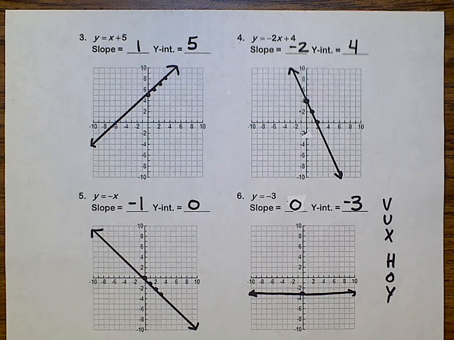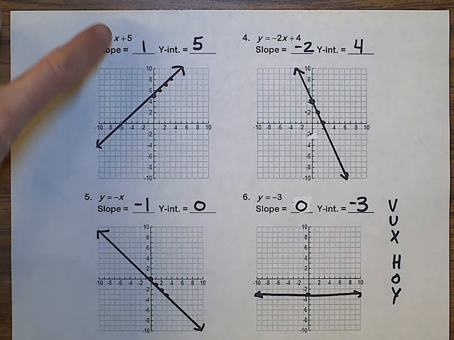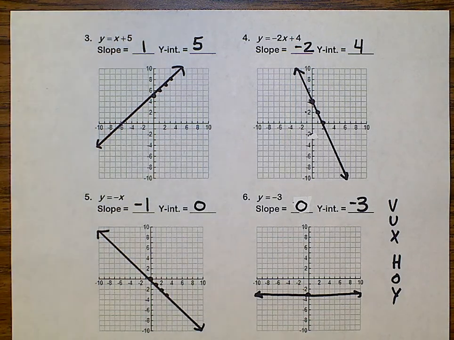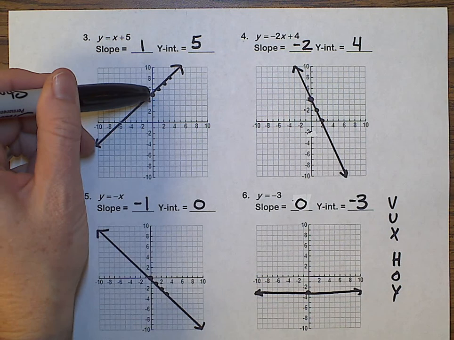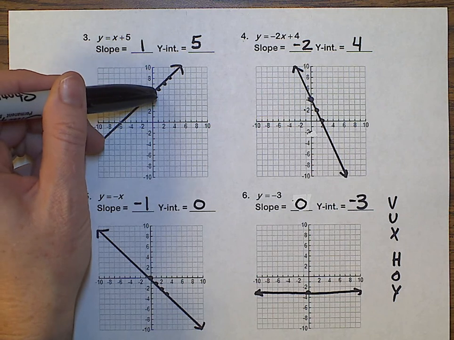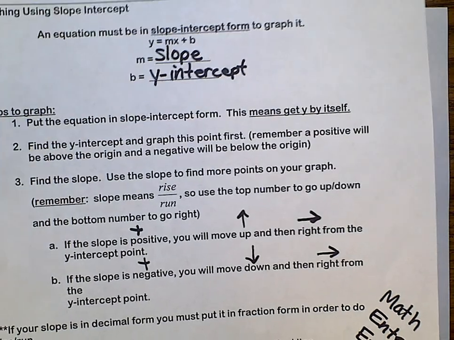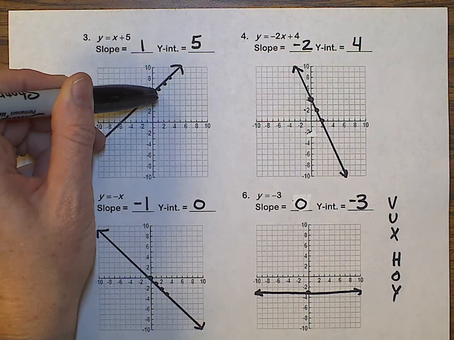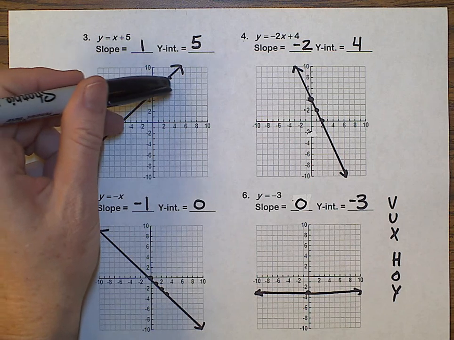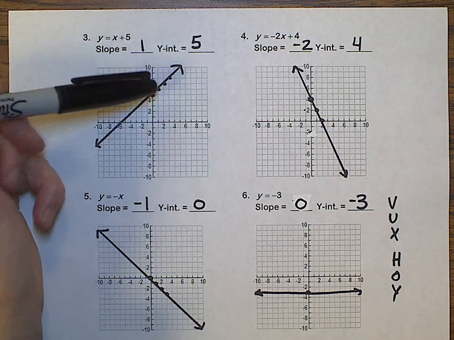Okay, so here we are back with number 3. Your y-intercept is the positive 5, and the understood 1 by that x is your slope, which means you're going to go to positive 5 on your y-axis, and since it's a positive slope, you'll go up 1 and then right, following these rules right here. Up 1, right 1, up 1, right 1, up 1, right 1. And then you just join your points together.